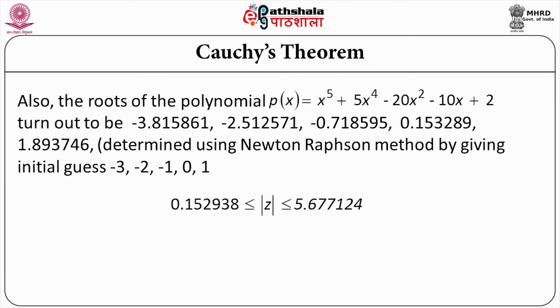Because we knew the location of the roots, I gave the endpoints of those intervals, -1, -2, -3, -4 and 0, as the initial guesses, and using these initial guesses I could get all the roots very fast using the Newton-Raphson method. You can compare this with the bound from Cauchy's theorem. We got one root 0.153289, and the bound says the root magnitude |z| is greater than or equal to 0.152938, and the highest root has magnitude 3.81, while the upper bound is 5.677124.